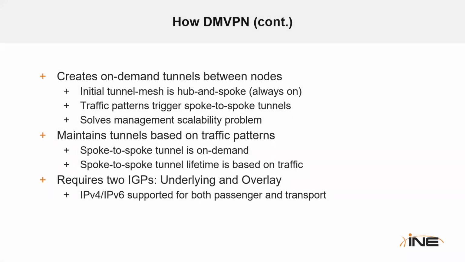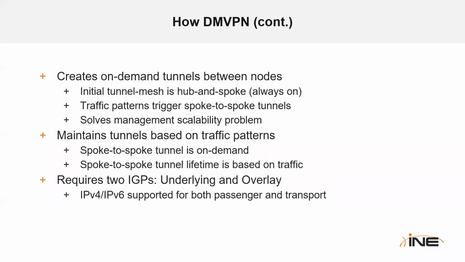Okay, now DMVPN is going to create an on-demand tunnel between the nodes, where initially we're always going to have tunnels that go from the spokes to the hub. But the traffic patterns are going to trigger spoke-to-spoke tunnels depending on our routing protocol and depending on the traffic patterns. So this is going to solve the management scalability problem of configuring multiple tunnels between the sites. Like I mentioned, we're only going to need one logical GRE tunnel interface from a configuration point of view, and then this is going to allow us to do any-to-any communication over the network.